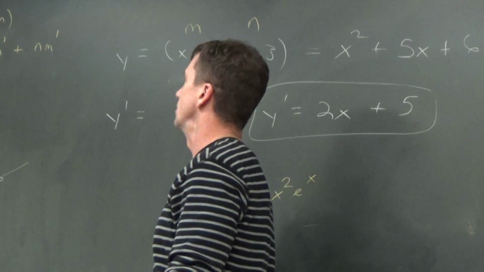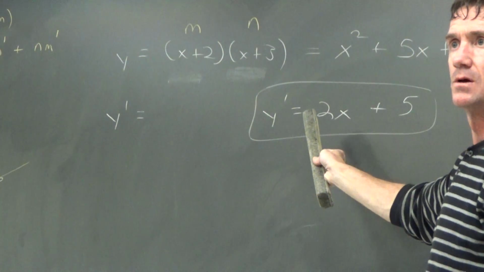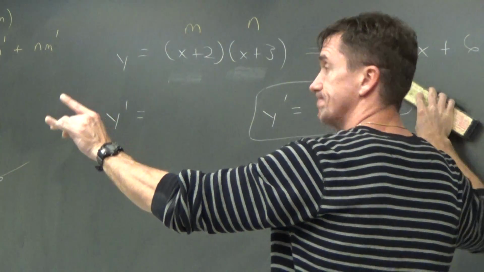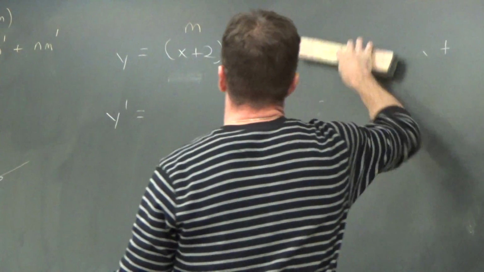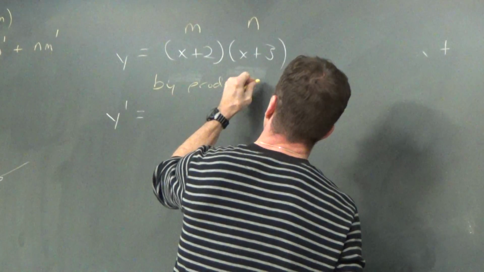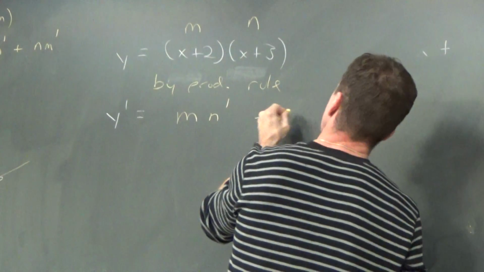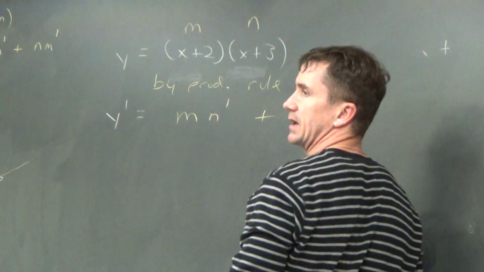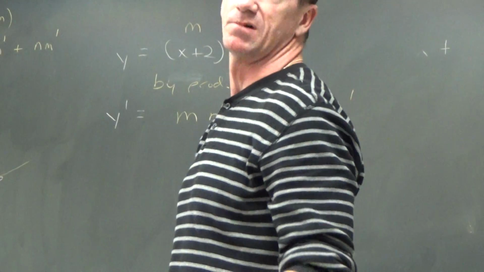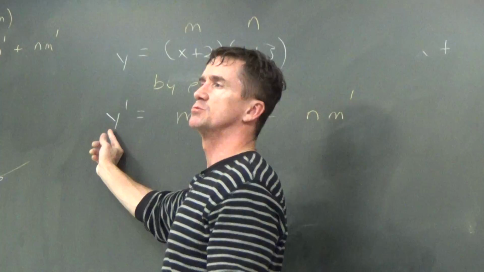I just thought before we do, Evan, would you try product rule on this, and what should we get for our answer? We'll get what? Same, 2x plus 5. So let's remember, 2x plus 5 is going to be the answer, right? All right, let's do product rule. So by product rule, m times n prime plus n times m prime. If you don't like m and n, you can use f and g: f times g prime plus g times f prime, right?